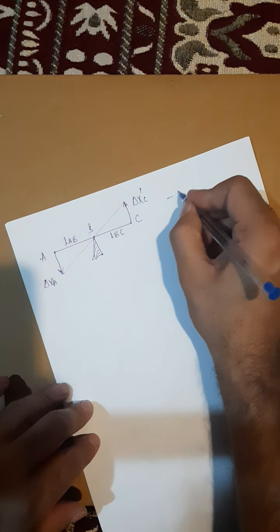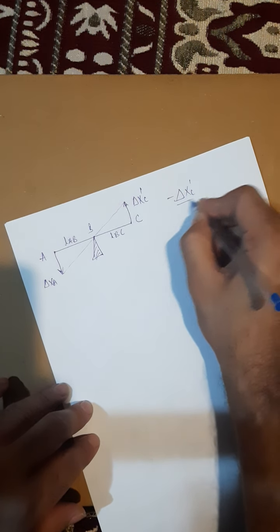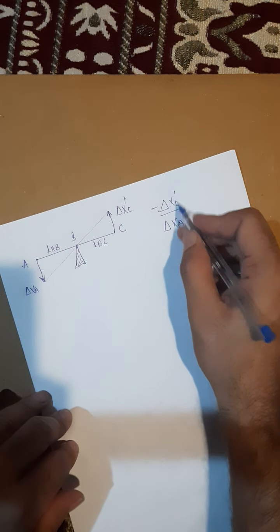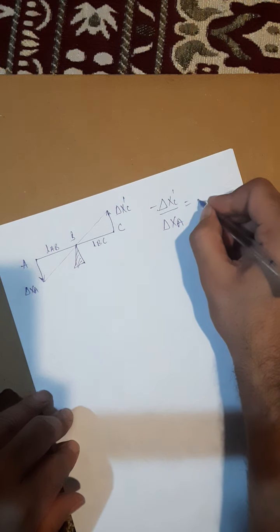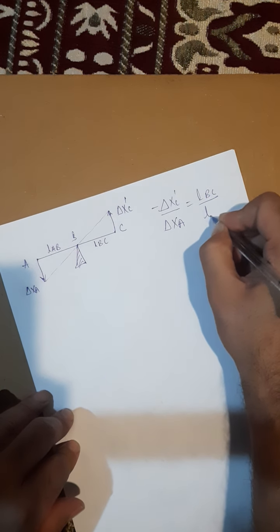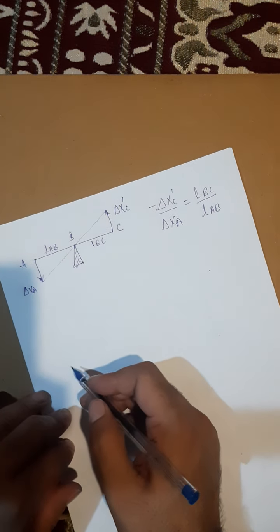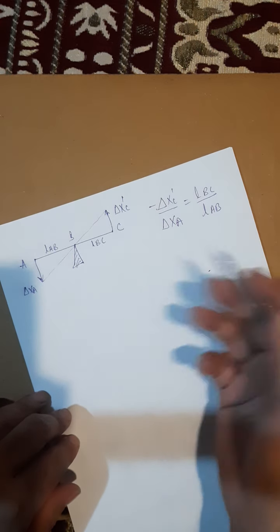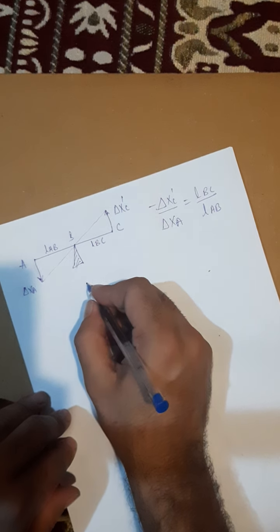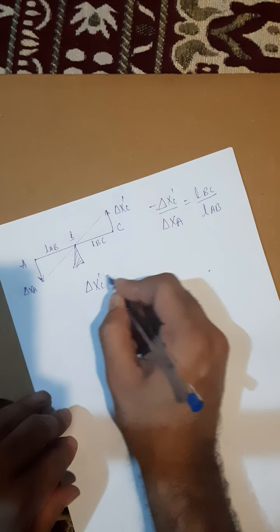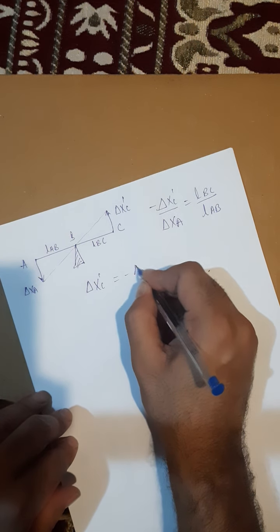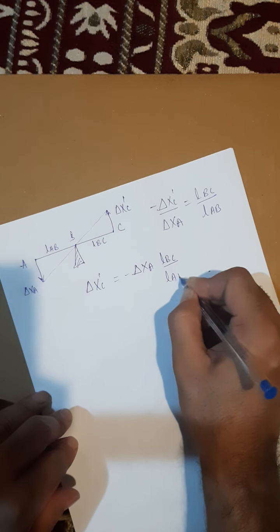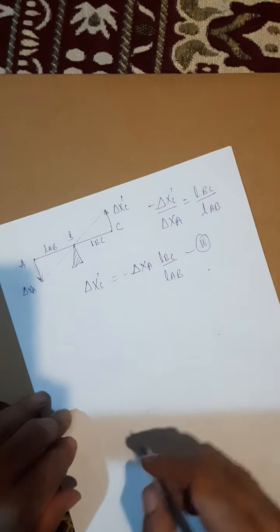So can I write minus delta XC dash divided by delta XA is equal to LBC divided by LAB? You know the method of similar triangles, so it is a similar approach. So delta XC dash will be equal to minus delta XA times LBC upon LAB. I am writing it as equation number 2.